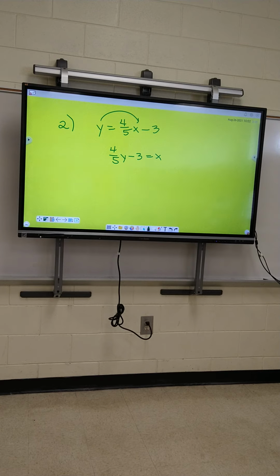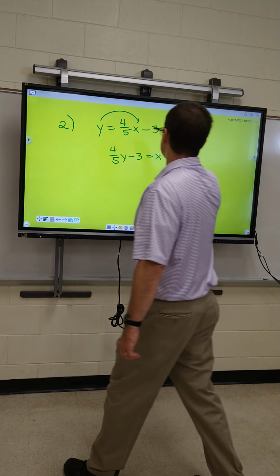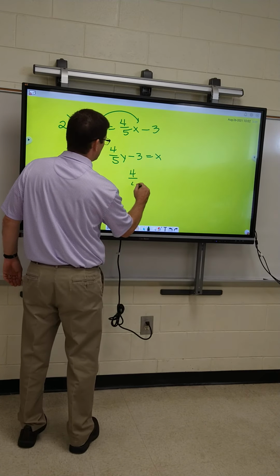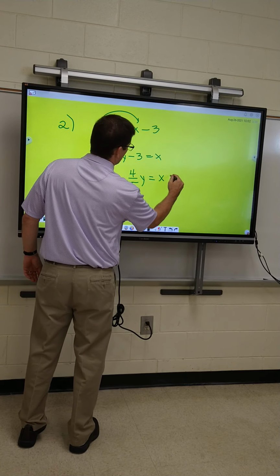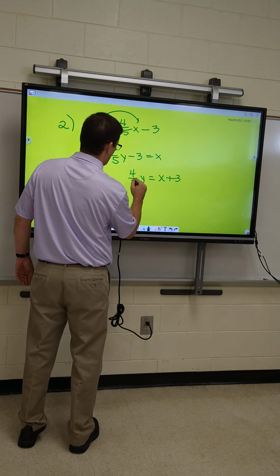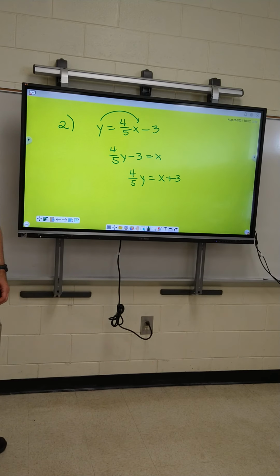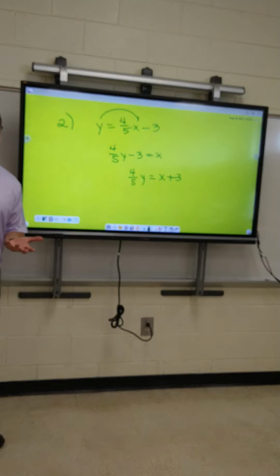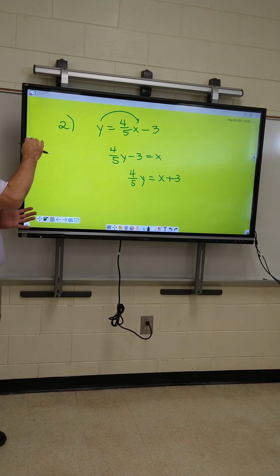All right, Grant, solving for y. Grant, what do I move over first? 3. Minus 3, move it over to plus 3. Anybody got a question? I used to make them graph the inverses, guys. We're not going to graph them. We're just going to find the inverse as a function.